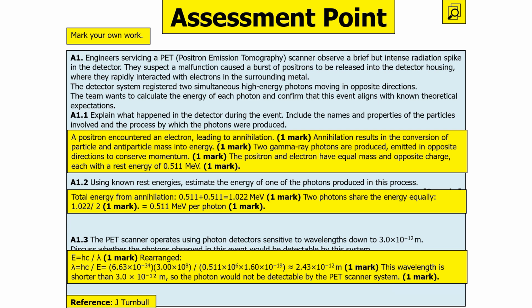Now, this wavelength is in fact shorter than the minimum value that can be measured, which is 3 × 10^-12 meters. So therefore, the photon would not be detectable by the PET scanner system.